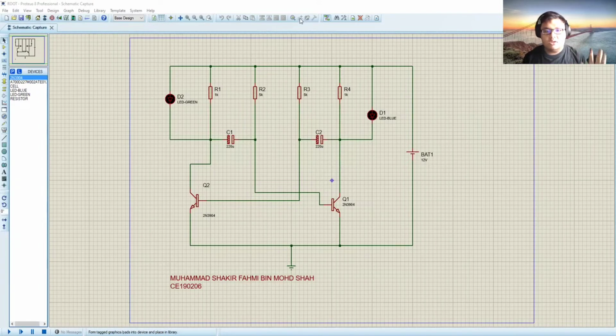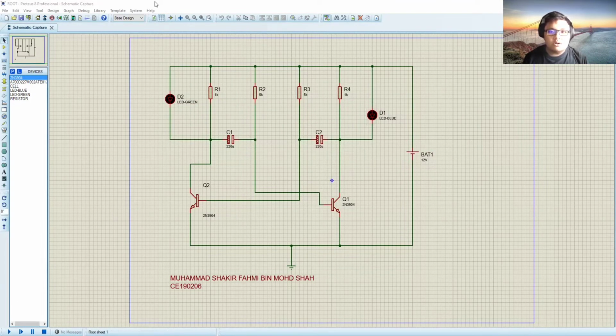What I show here is our circuit design on our Proteus software. In our circuit, we require four resistors. R1 and R4 are equal to 1 kilo ohm, and R2 and R3 are equal to 5 kilo ohm. Then we have two capacitors with a value of 220 microfarad, NPN transistors, a 12 volt battery, and last but not least, LEDs, green and blue.